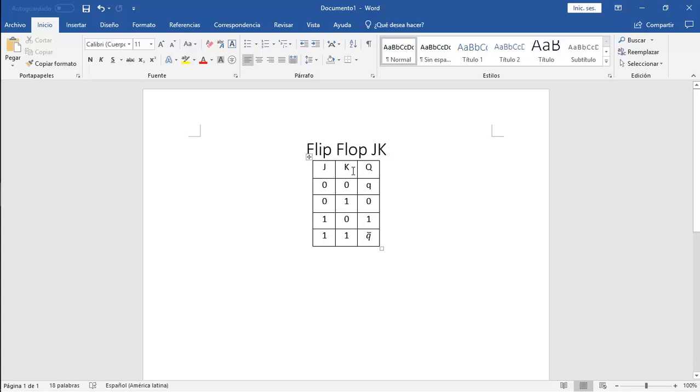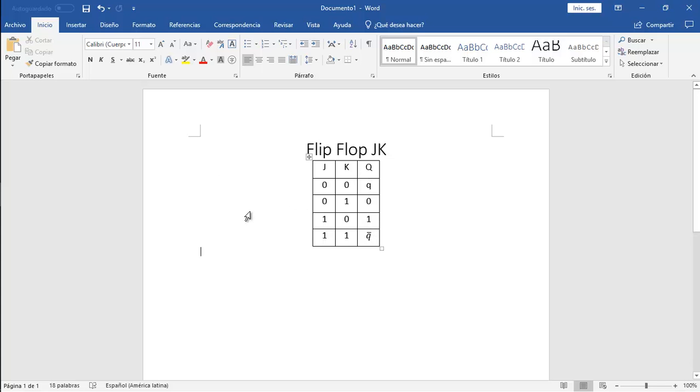And when we have a 1 in the K, the result will be a 0. And when we have a 1 in the J, the final state will be 1. And if I have a 1 in J and K, the final state will be the previous state but inverted.